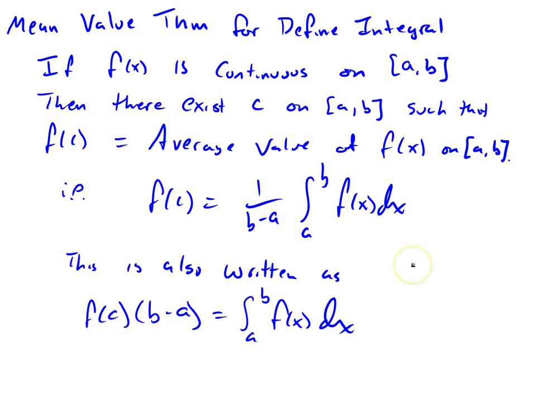Here it goes. If f is a continuous function on the interval from a to b, then there exists a c, also on the interval from a to b, such that f of c equals the average value of the function on that interval. Another way to say that, i.e., that f of c equals 1 over b minus a times this integral, which can also be written, just multiply both sides by that denominator, and you get f of c times b minus a. There's really only one conclusion, right? It's either this one or this one or this one, and different books write it different ways.